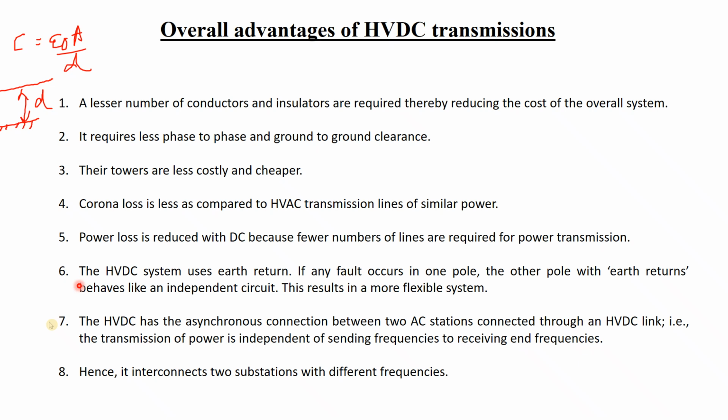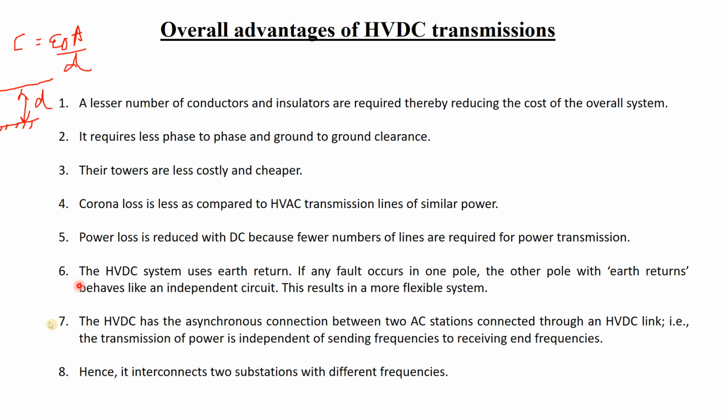Okay, so HVDC system uses earth return. So if any fault occurs in one pole, the other pole with earth return behaves like an independent circuit. So this results in a more flexible system. So often it can be used as a single conductor, where earth can be used as a return path, in many cases.